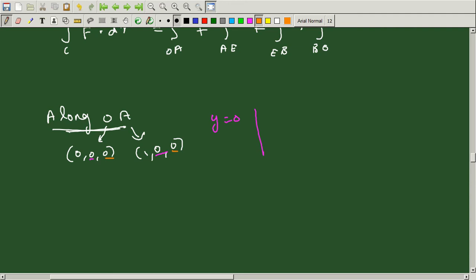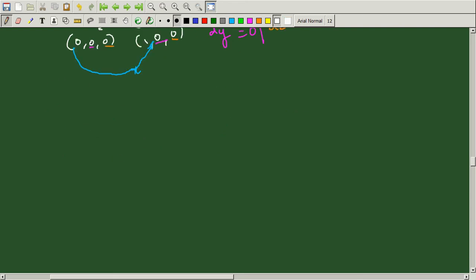So that's why here also we are writing z equal to 0. Now dz is also 0, differentiation of z is also 0. Similarly, differentiation of y is also 0. But see, the x value is 0 to 1, this is the value of x. Using this step, we are going to find out along OA direction.